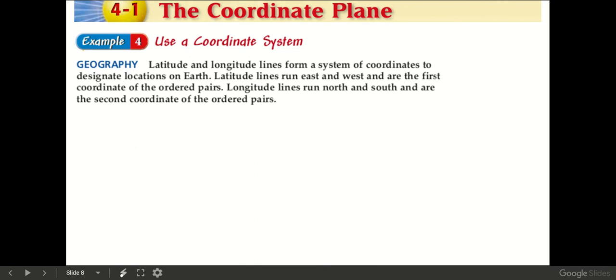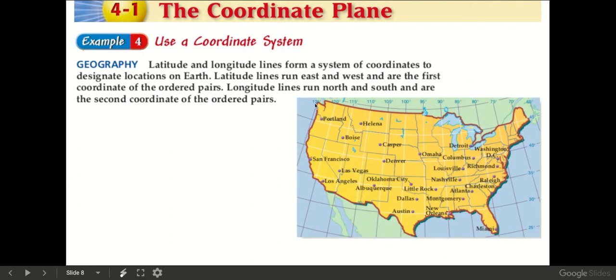Let's look at the use of a coordinate system. So it says latitude and longitude lines form a system of coordinates to designate locations on Earth. Latitude lines run east and west and are the first coordinate of the ordered pair, and longitude lines run north and south and are the second coordinate of the ordered pair. So here's my map. So these are my x coordinates, these are my y coordinates, right? X coordinates run left and right, y coordinates run up and down. So latitude is running east to west, and then longitude runs up and down.